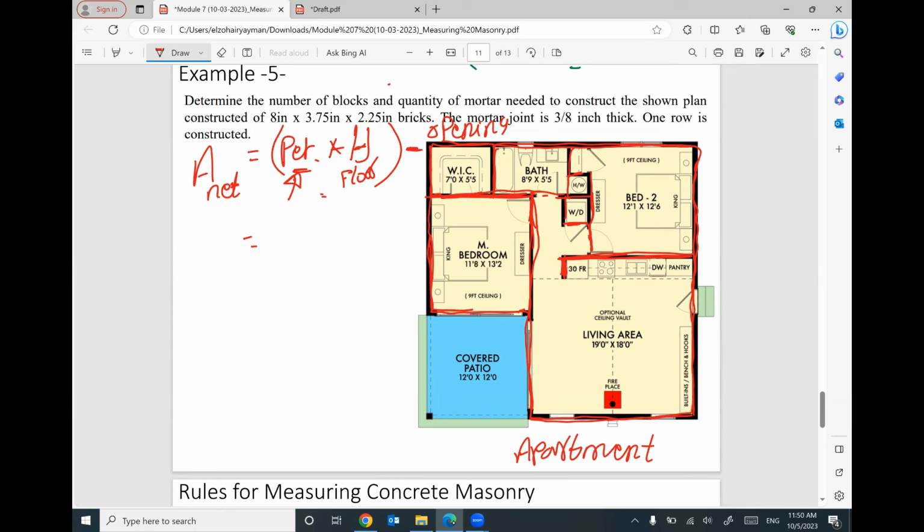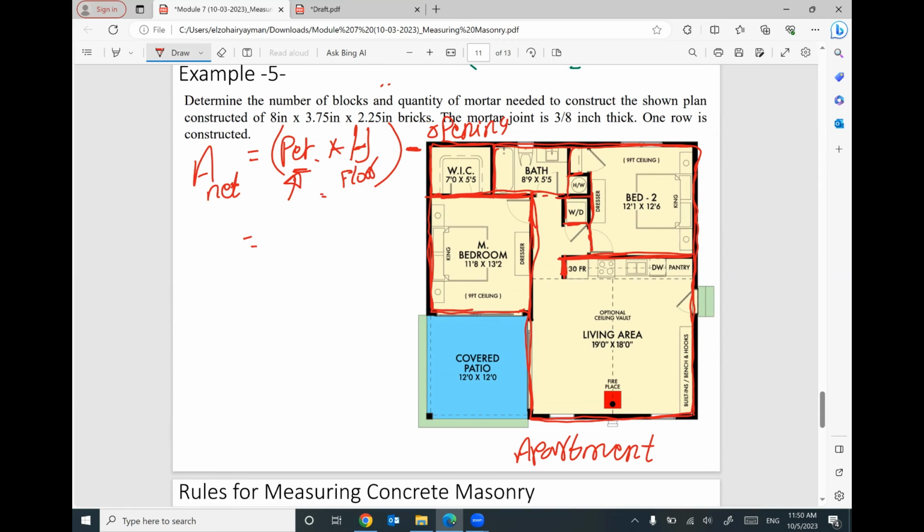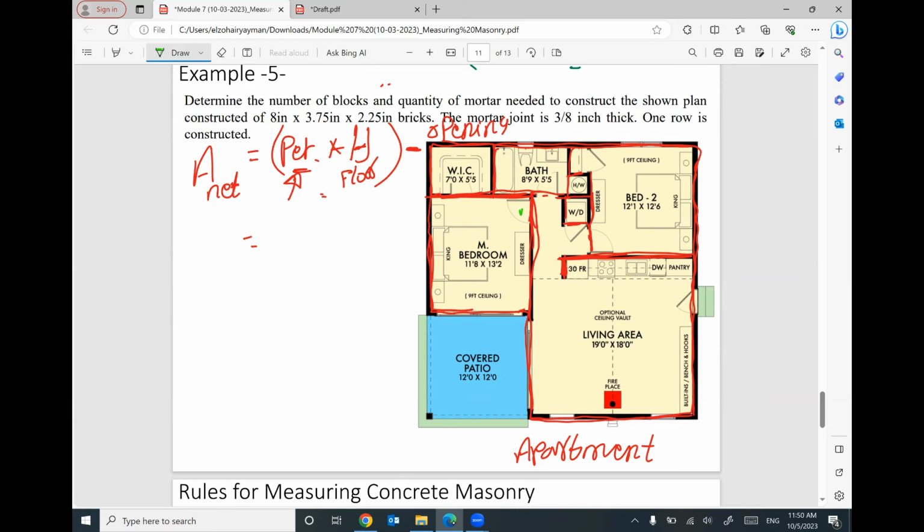Then you need to subtract the opening. How to subtract the opening? You need to consider we have a door, we have another door, we have another door, we have another door. If you consider it with the perimeter of the walls, we have the main door for the building or the apartment. So you have to subtract the opening in terms of doors and windows.